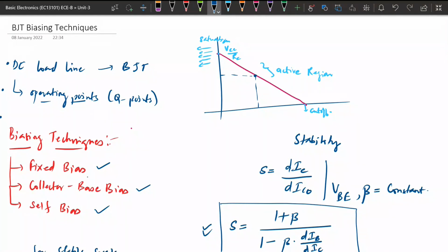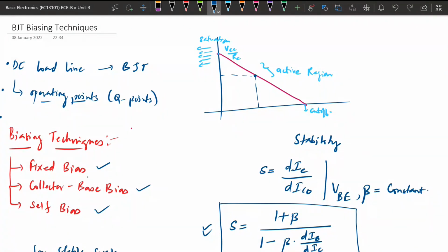Out of these, the first one that we considered, the fixed bias circuit, was an unstable system. So we should avoid the use of that, and even if numerical problems are there, we can go with the concept of how we analyze the circuit. You can just look into the numerical questions. So these are the three different methods for biasing the BJTs.